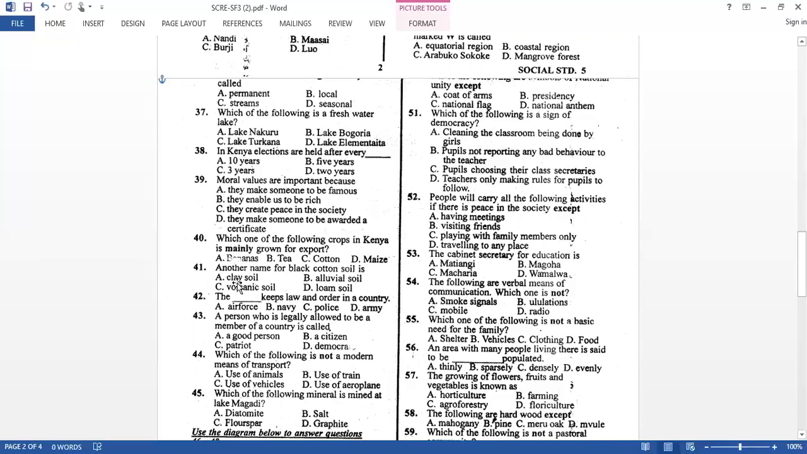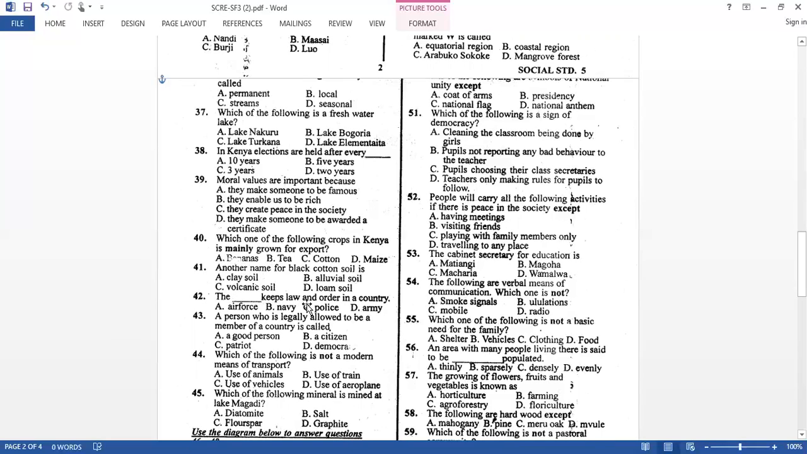Is a food crop. Another name of black cotton soil is what we call clay soil. Black cotton soil is also known as clay soil. Alluvial soil is known as what? Young soil, which is found at the shores of the river or the lake. Then volcanic soil, very fertile, normally found in the highlands part of Kenya.